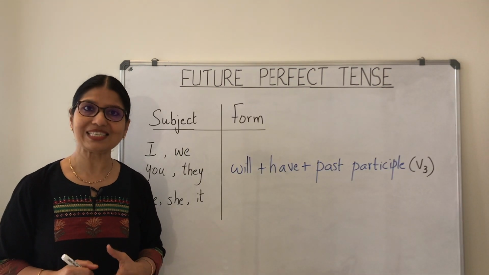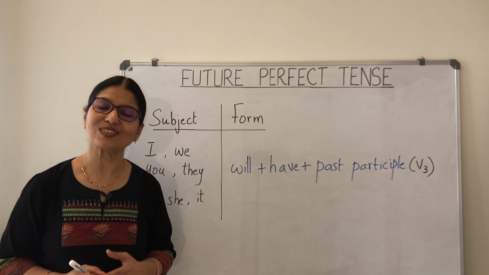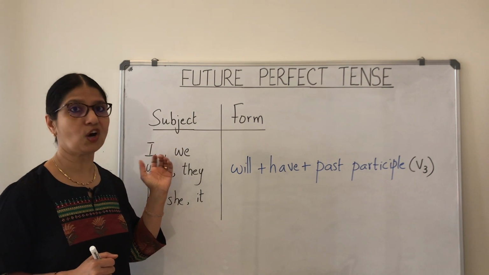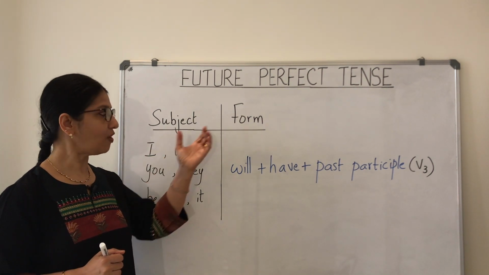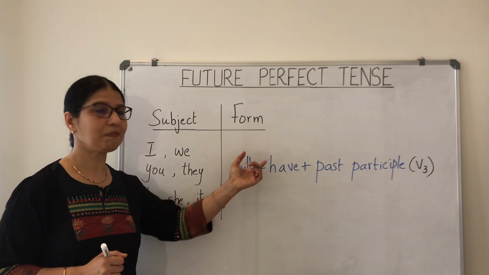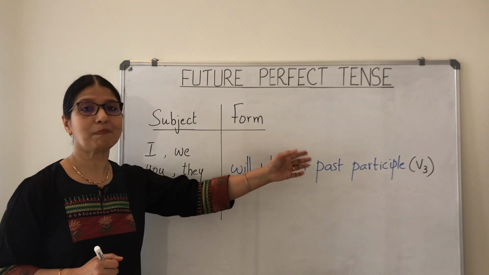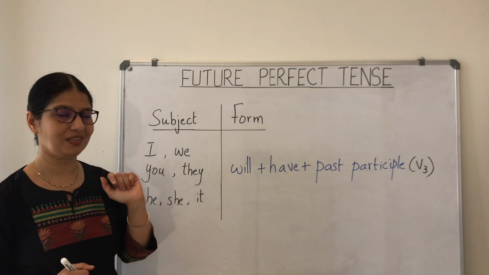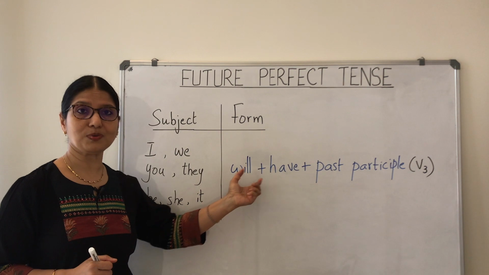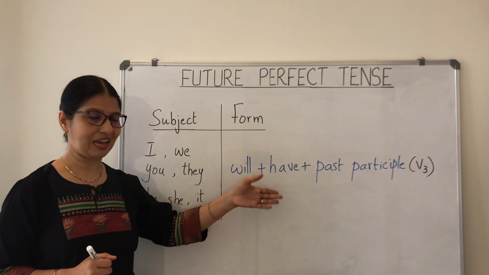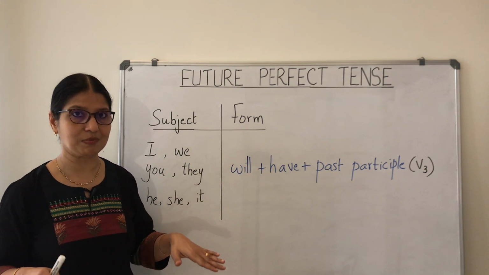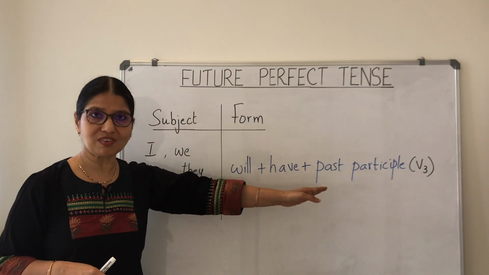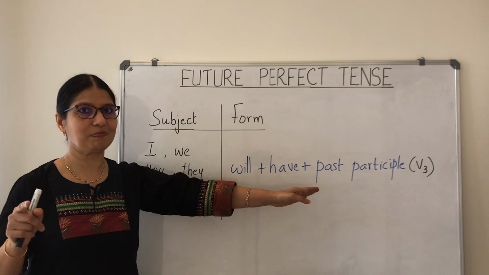Although it's an advanced tense, its formation is quite simple. So whether the subject is singular or plural, its form will be will plus have plus the past participle of the verb, that is the V3 form of the verb. That means here we are using two auxiliary verbs, will and have, and both of them are invariables. They don't change according to the subject. And we have the main verb which is used in the past participle form.